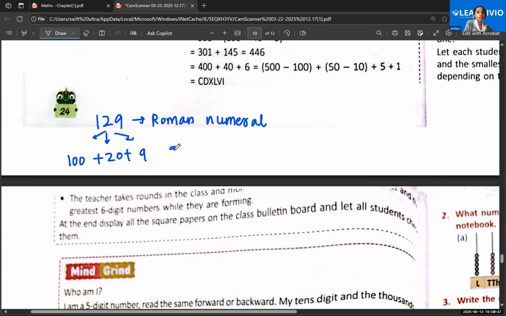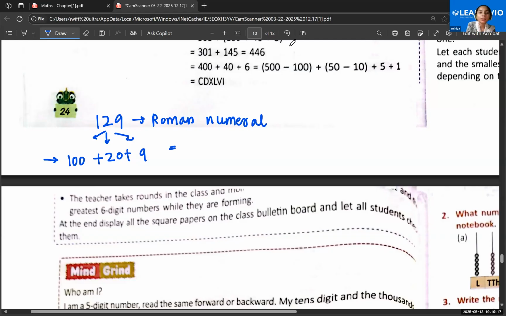I forgot that. Okay, so I remember you finding these questions difficult, but when I said, Humaira, use this method, then you were able to solve this quickly. So remember this, always first write the expanded form. So now for 100 and 20 and 9, how do you write 100? C. Yes, so for 100 we will write C.